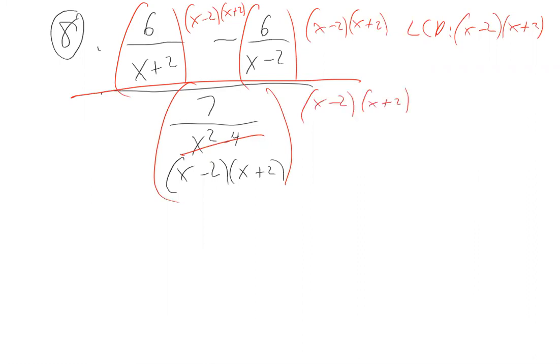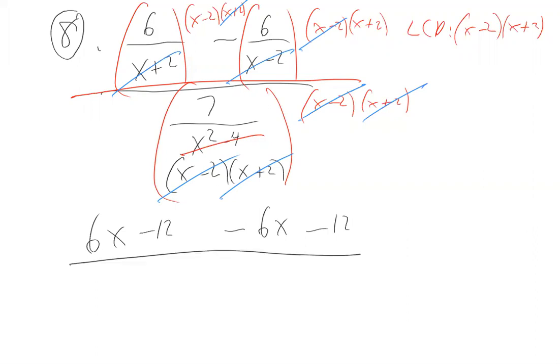Now we will cross out this x plus 2 with that x plus 2. This x minus 2, cross out that one with that one, and that one with that one. Now we're left with 6 times x plus 2, which is 6x plus 12, minus 6 times x minus 2, which is negative 6x and plus 12, and then over 7. Combine the like terms, and you'll get negative 24 over 7. And that's the answer.